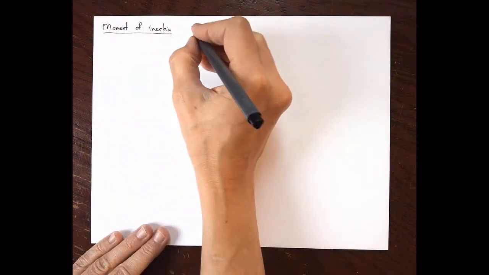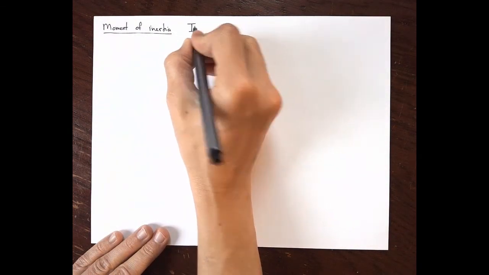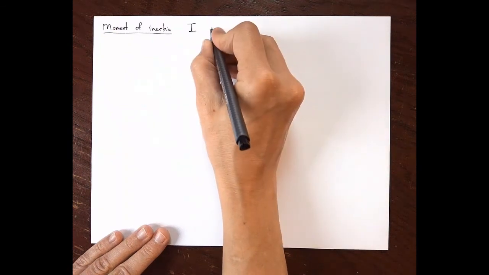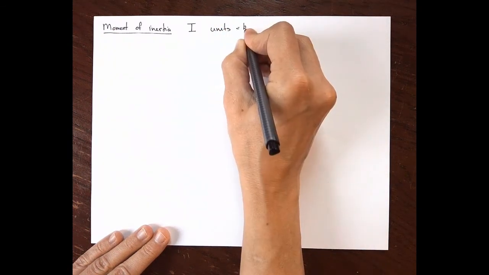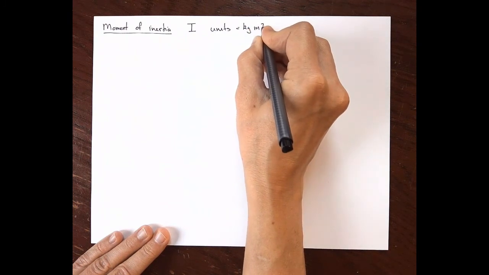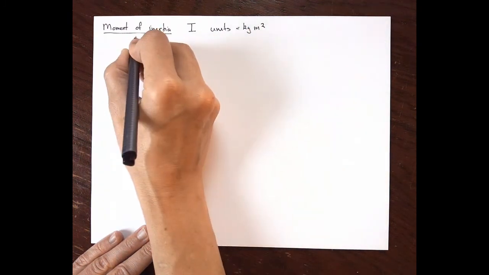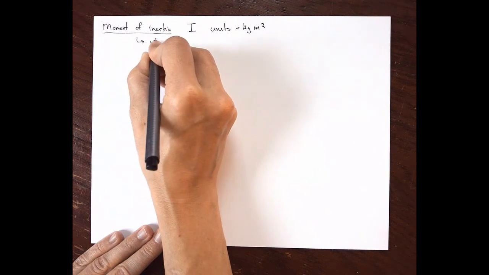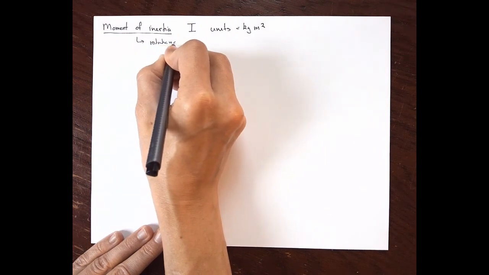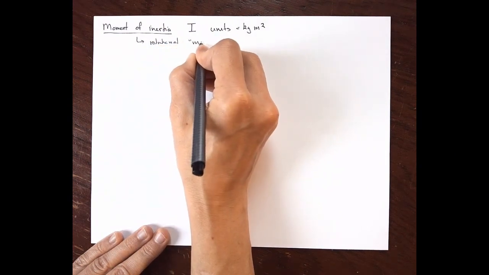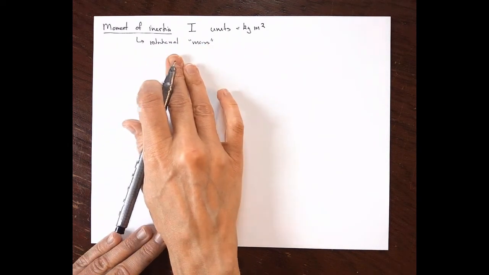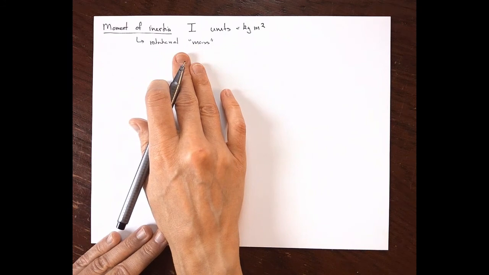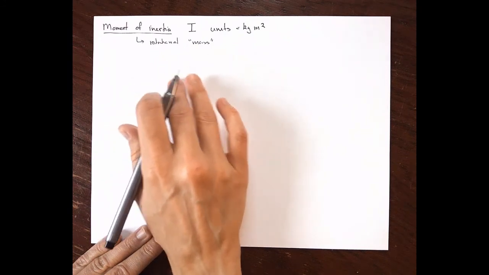of inertia, which we symbolize with a big I and has units of kilograms meters squared. This is the rotational mass, or the rotational inertia, basically the resistance to any change in an object's rotation, how quickly it's spinning around.